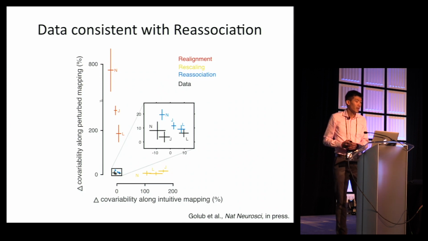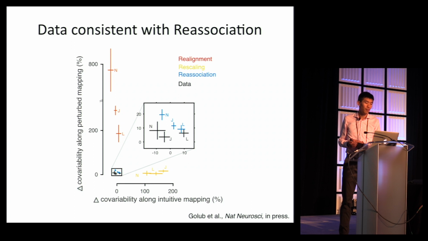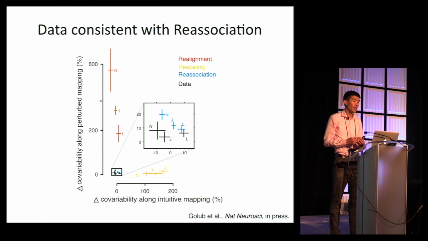The data are shown here in black, and the data are also here near 0, which is a good match with reassociation. So there is little change in the variance of the neural activity, pre-learning versus post-learning.